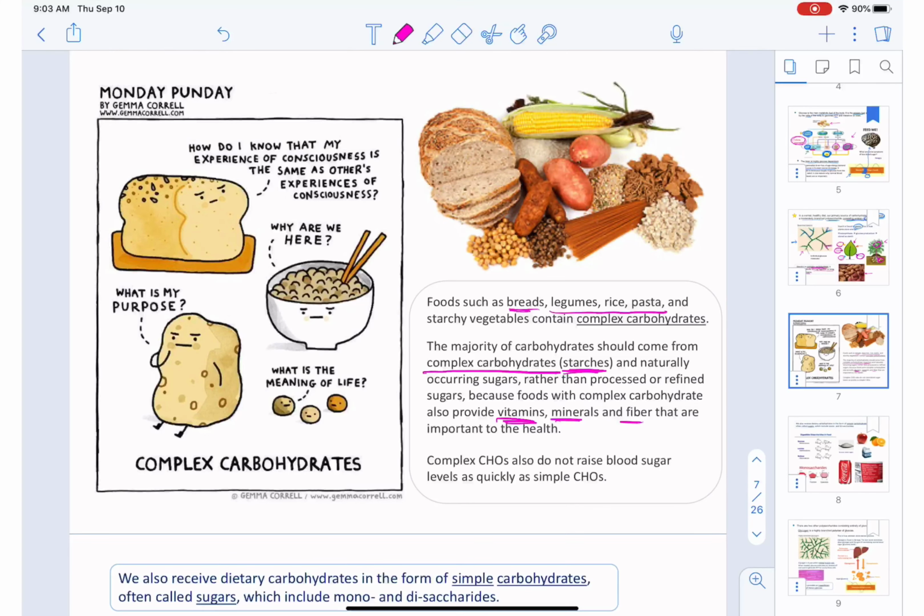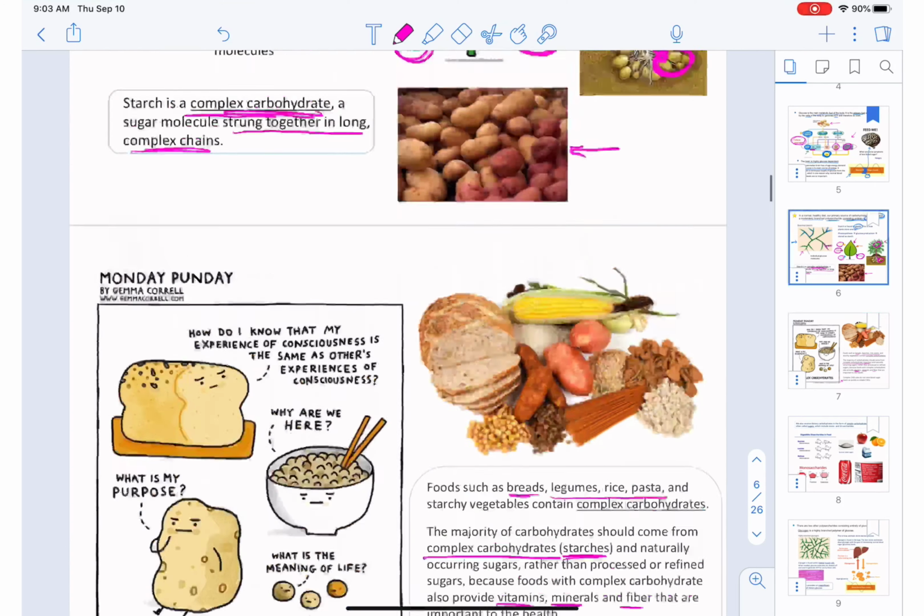besides just the carbohydrates. Another thing about complex carbohydrates, and we'll talk about this quite a bit in the digestive system, is that they don't raise blood sugar levels as quickly. And I'll just go through that really quickly.